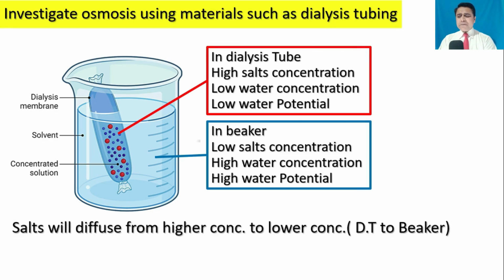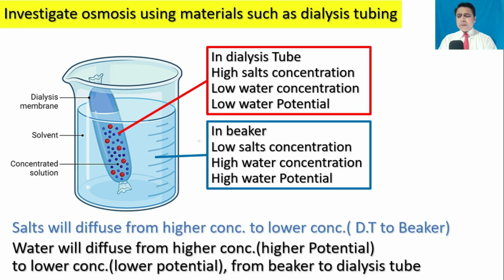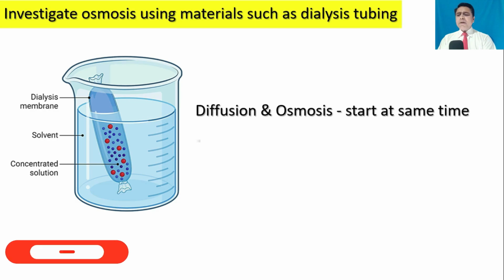Salt will diffuse from higher concentration to lower concentration, from the dialysis tube to the beaker. Water will diffuse from higher concentration or higher water potential to lower concentration or lower water potential, from the beaker to the dialysis tube. Diffusion and osmosis start at the same time.